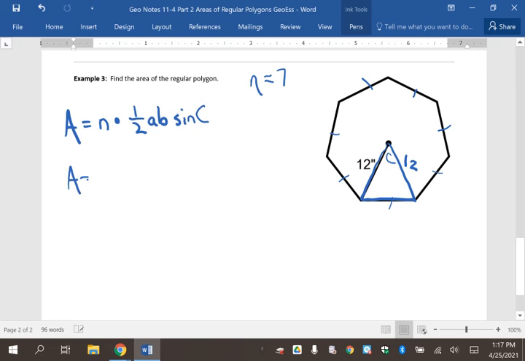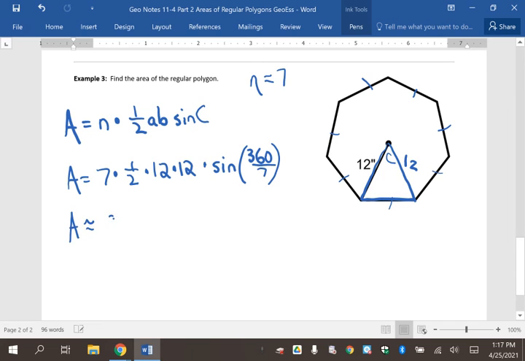So we have A equals 7 times 1/2 times 12 times 12 times sine of, remember how you get that angle? You're going to take 360 degrees divided by 7. In this case, 360 divided by 7, if you put that in your calculator right now, you don't get an integer. It's 51.42857. So let's just leave it as 360 divided by 7. So we have, just put this in your calculator now, all of this, 7 times 0.5 times 12 times 12 times sine of 360 divided by 7, close parentheses.